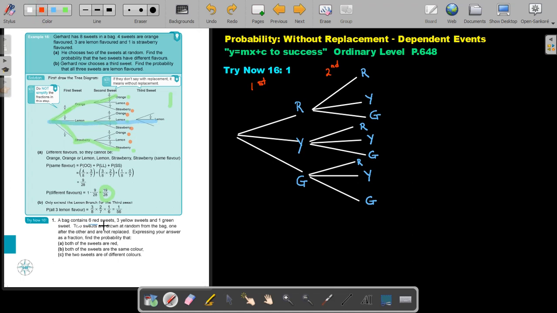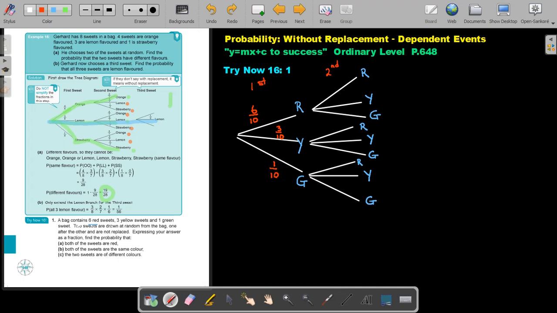So if we start here, 6 red sweets. So it was 6 out of how many? Okay, a bag contains 6 red sweets, 3 yellow sweets and 1 green. Okay, so 6, 7, 8, 9, 10. So there's 10 sweets in total. Okay, let's continue.